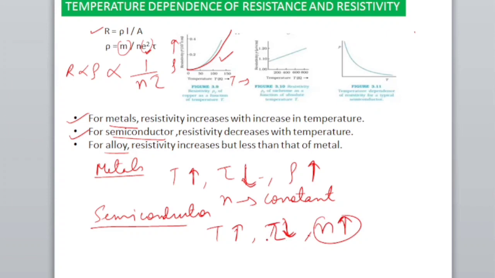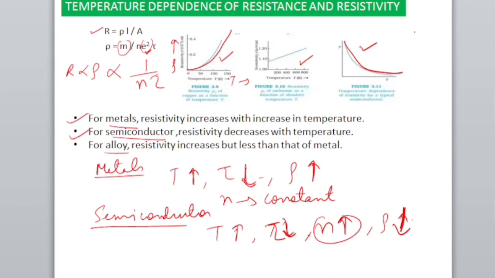When n increases, this resistivity decreases. So the graph for a semiconductor is like this one. When temperature increases, resistivity decreases. And in the case of an alloy, again resistivity increases with an increase in temperature, but its increase is very small as compared to metals. So these are the graphs for how the resistance and resistivity of metals, semiconductors, and alloys depend on temperature.